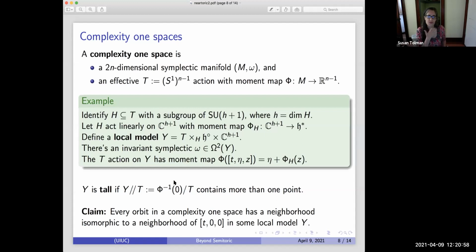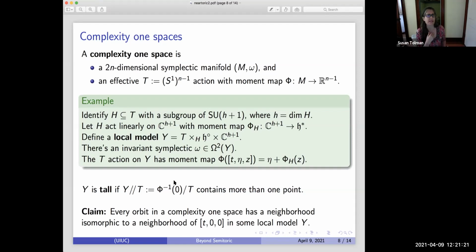So this is a pretty standard example. And I'm going to say that this model is tall if the reduced space, which is just Φ inverse of 0 divided by T, contains more than one point. And if that is true, then all the non-empty reduced spaces will contain more than one point.